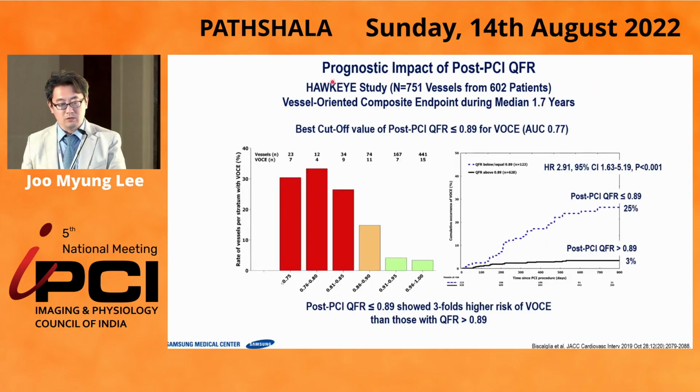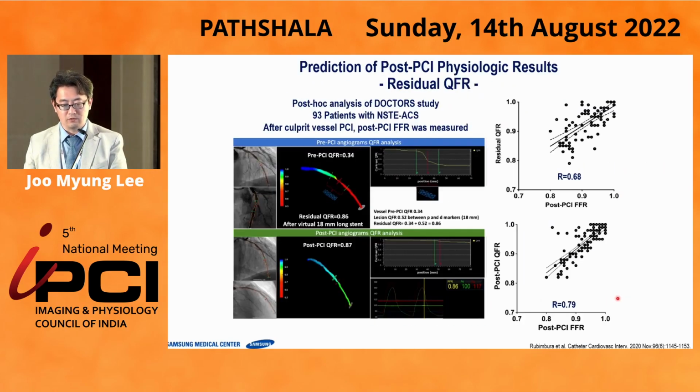And in addition, the prognostic impact of post-PCI QFR was validated by the HAWKEYE study. From 750 vessels, the vessels with low post-PCI QFR less than 0.89 had a 3 times higher risk of target vessel failure than the vessels with higher QFR value.